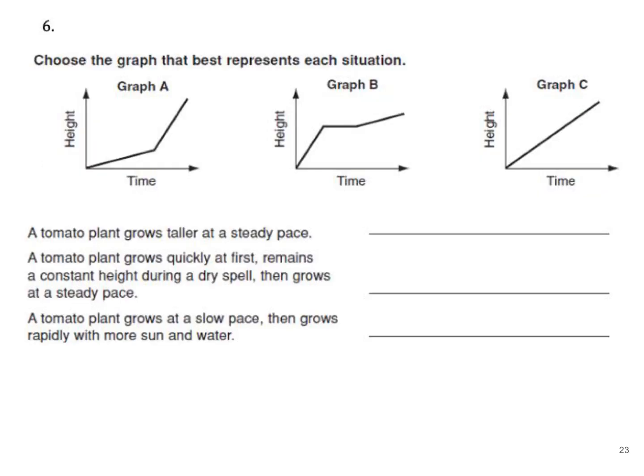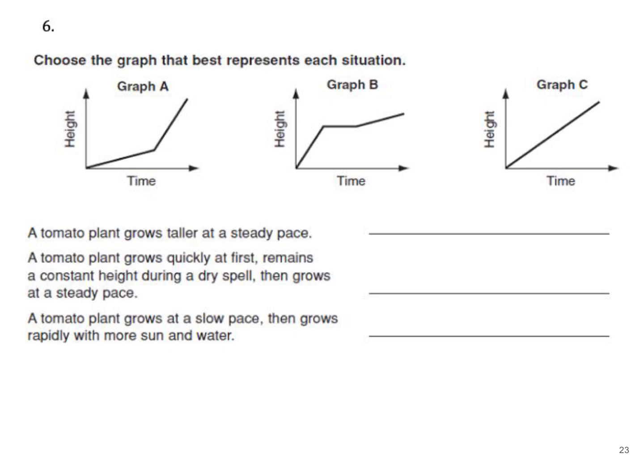All right, so these are graphs, and so I'm going to let you actually try it yourself. A tomato plant grows taller at a steady pace. A tomato plant grows quickly at first, remains at a constant height during the dry spell, and then grows at a steady pace. And then a tomato plant grows at a slow pace, then grows rapidly with more sun and water. So go ahead and match up the different graphs with the different stories, and then come back to me.